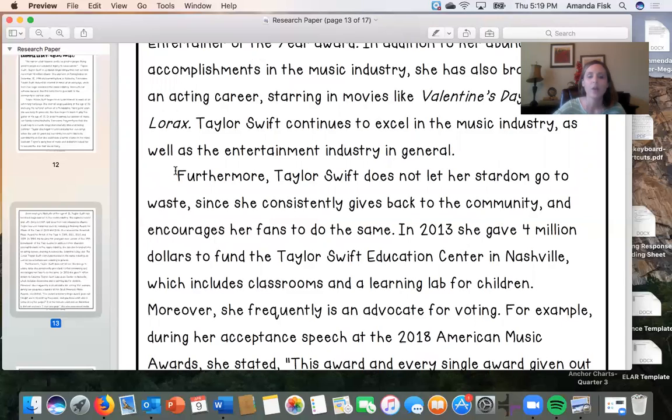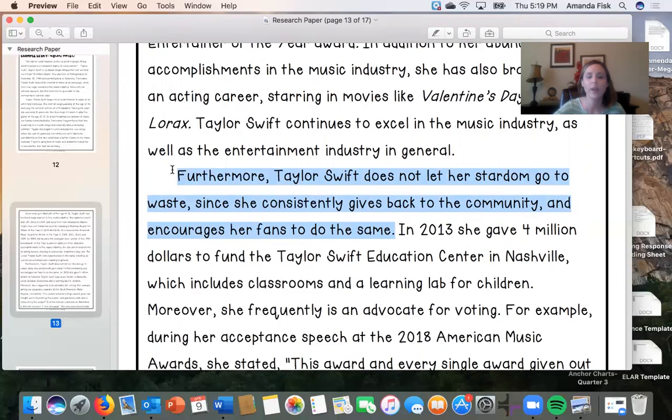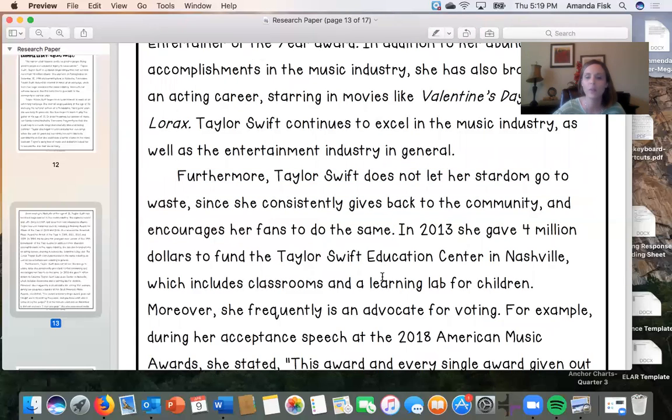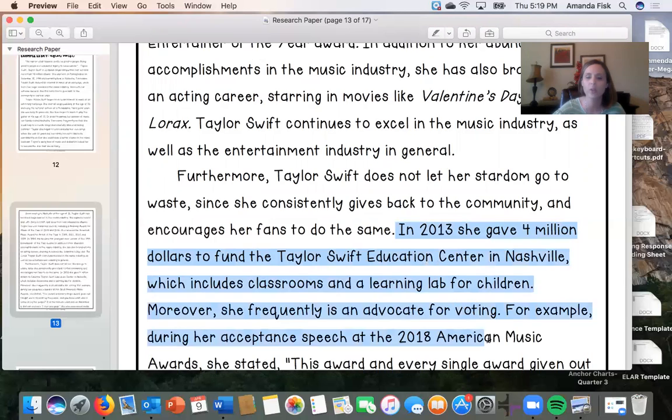So it says, furthermore, Taylor Swift does not let her stardom go to waste, since she consistently gives back to the community and she encourages her fans to do the same. So this topic sentence tells you the main idea, that she gives back. So all of the ideas after that are going to show you that.